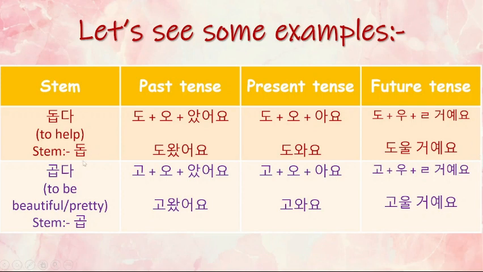Okay, now similar concept is applied on 곱다. Here also, because the upcoming vowel is 아 in both past and present tense, so ㅂ will change into 오, and the conjugated form in past tense will be 고왔어요 and in present tense 고와요. But in the future tense, notice this, that the ending is 을 거예요. So ㅂ will get changed into 우 and not 오. So it will become 고울 거예요.